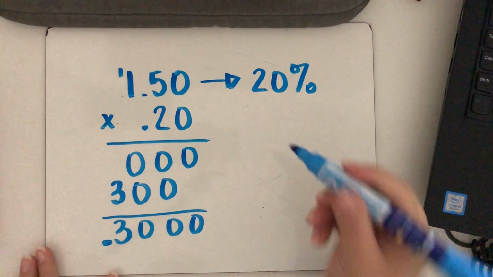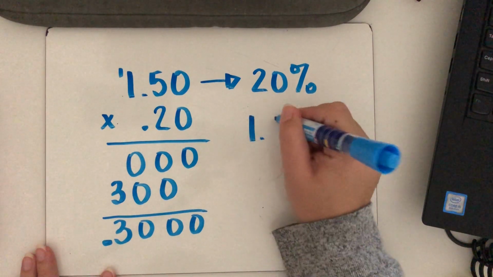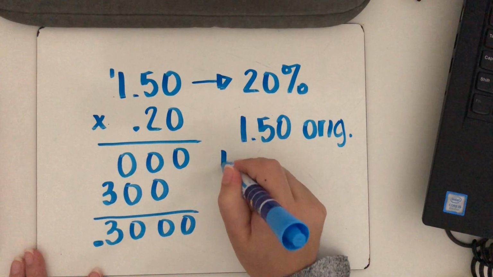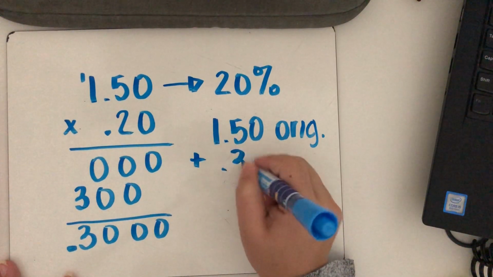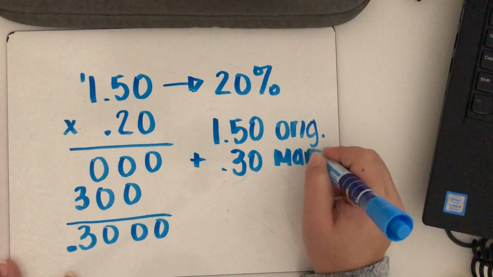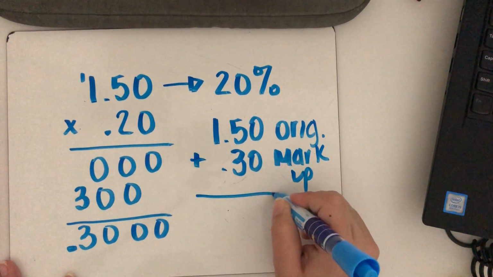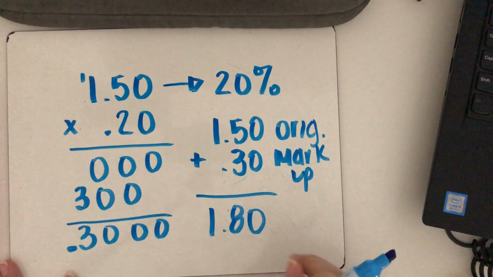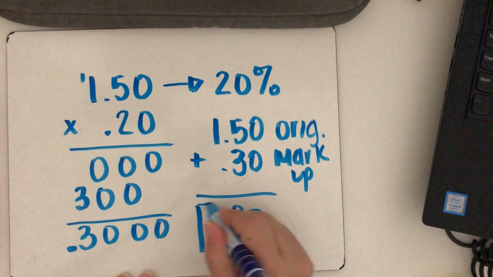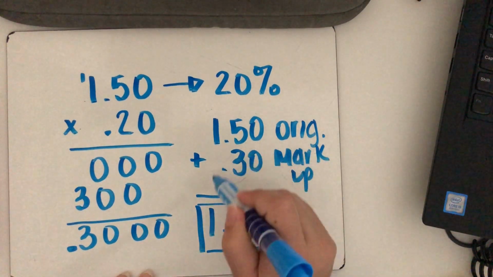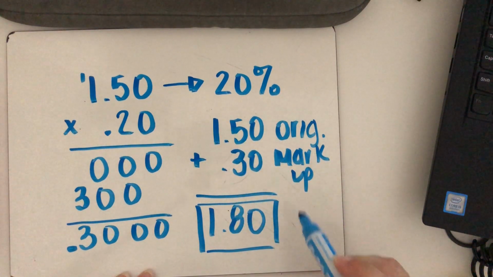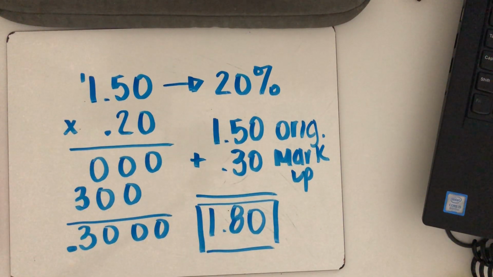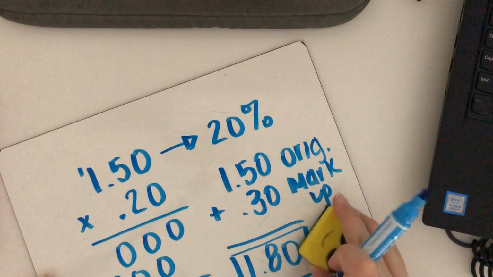Then from there, I can take that original amount, my $1.50, and label that my original. And then I'm going to add my 30 cents, which was my markup, and that's going to give me $1.80. That is going to be my retail sales price right here. So I have the markup amount, which is labeled as 30 cents, and then my new sales price, which is $1.80, okay? So let's go ahead and do another example here.